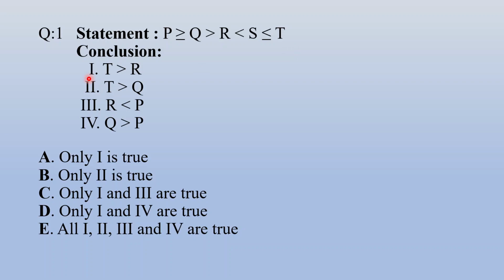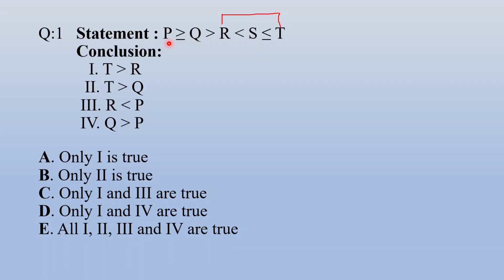Okay. So our conclusion one is T is greater than R. Now here two parties, or you can say two alphabets are involved, T and R. So we have to focus on this from R to T. Only on this much we are going to focus for conclusion number 1. Now it is saying that T is greater than R. So here you can see T is greater than or equal to S.